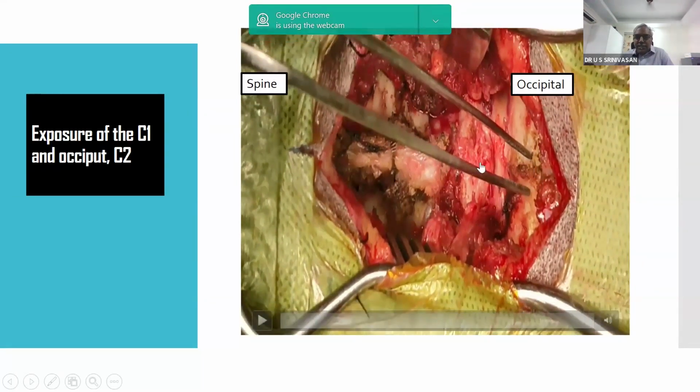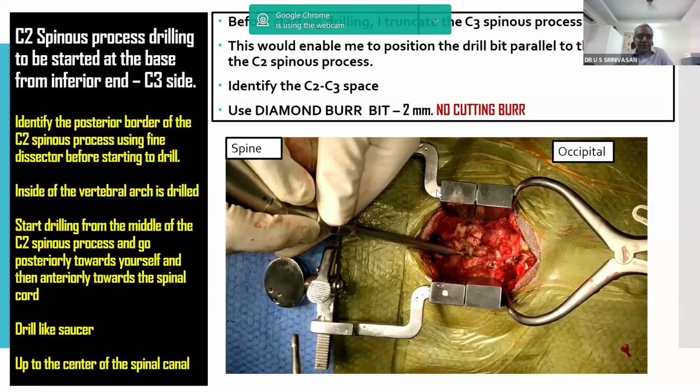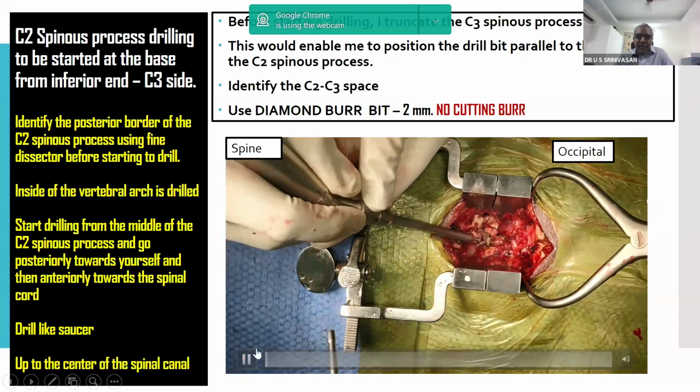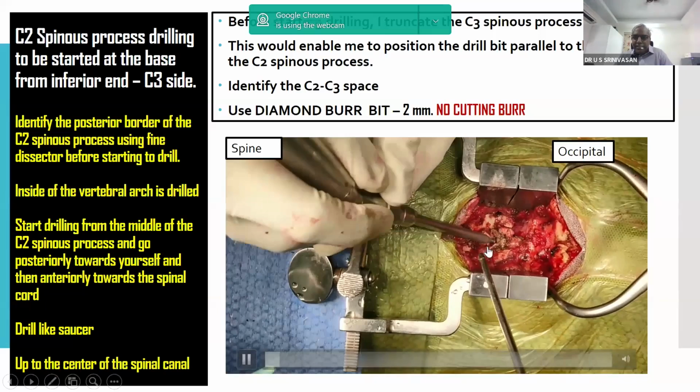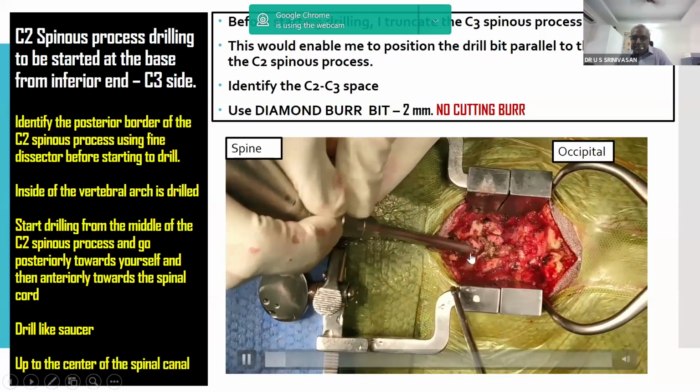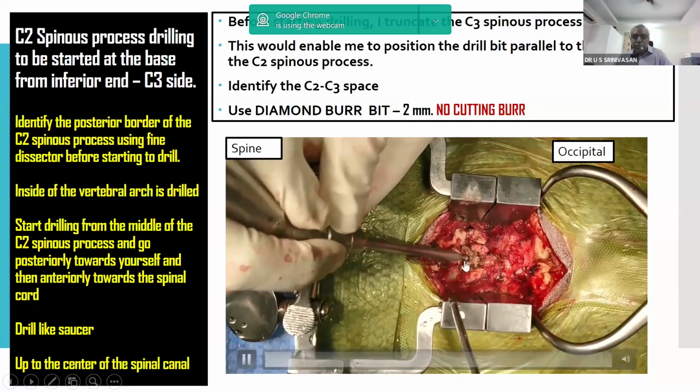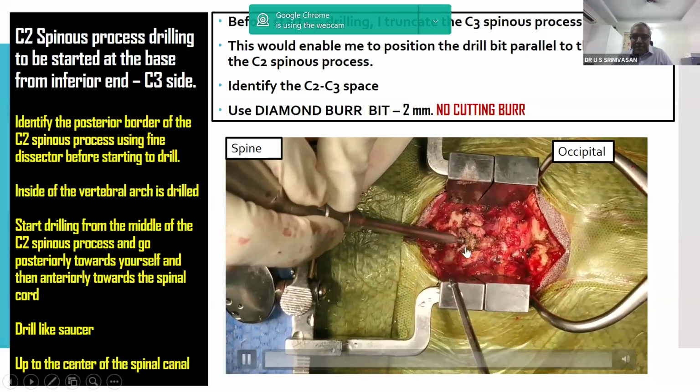So C1 arch is exposed, C2 is exposed, foramen magnum is exposed, C3 is also exposed in this. Before proceeding further, you should clearly delineate the anatomical structures. Then identify the C2, C3 space. To drill it, I truncate, remove partially the C3 spinous process, and then use that. I use a 2 millimeter diamond burr.